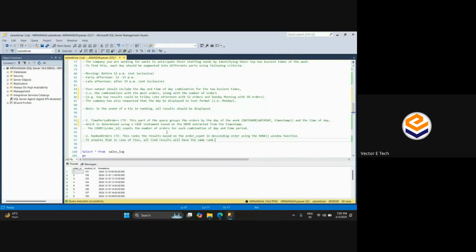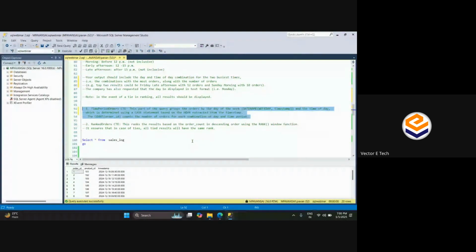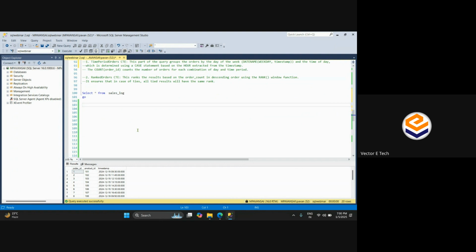Okay, I hope this is understandable. When I execute, you'll be able to understand better. Next we have to rank it. Without ranking we can't find out the top two, right? So we need to rank it and then get the output. I hope the question is clear.